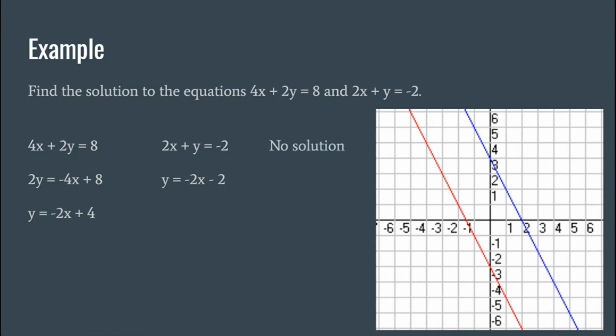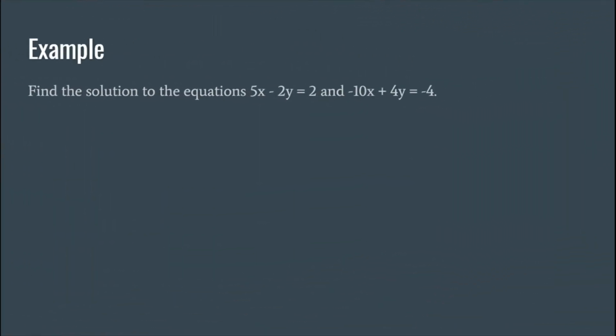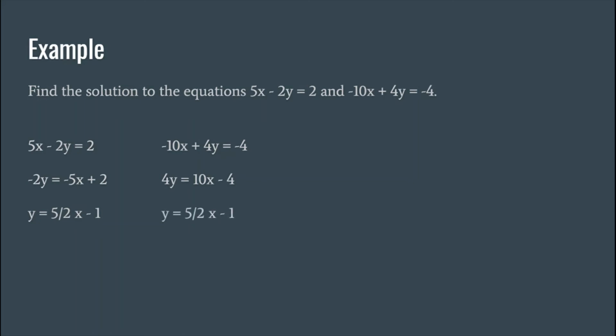Right? No solution there. Okay, so now we're going to find the solution to 5x minus 2y equals 2, and negative 10x plus 4y equals negative 4. So we're going to start off the same. We're going to put these into slope-intercept form, so we're solving for y. Okay, now we'll do the second equation. Okay, so reduce, always want to reduce, and we'll graph.